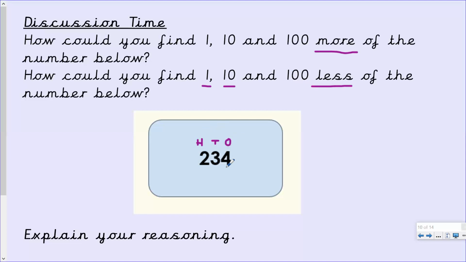Think either out loud or in your head, or speak to somebody in your house if they're available. Explain your reasoning. So when we're finding one more or one less than a number, which column changes? The ones column. How about when we're finding 10 more or 10 less than a number? Which column changes? The tens column. How about when we're finding 100 more or 100 less than a given number? Which column changes? The hundreds column.